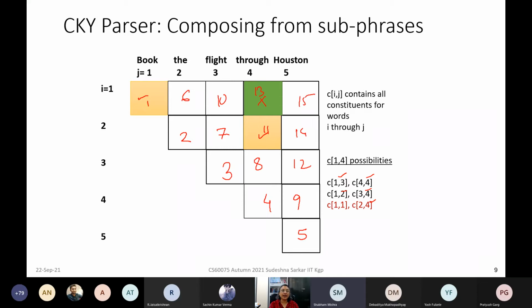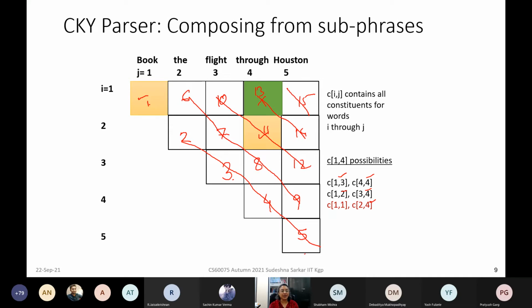This is an order, you are correct. This is an order in which we can fill up the cells so that we ensure that when we come to a cell, all its dependents are filled up. Now, this is a very good way of filling up the cells. We can see that this diagonal, the first main diagonal, corresponds to single word phrases. The second diagonal corresponds to 2 word phrases. This corresponds to 3 word phrases. This to 4 word phrases, and this to 5 word phrases. So this is a very good way of filling up this table.